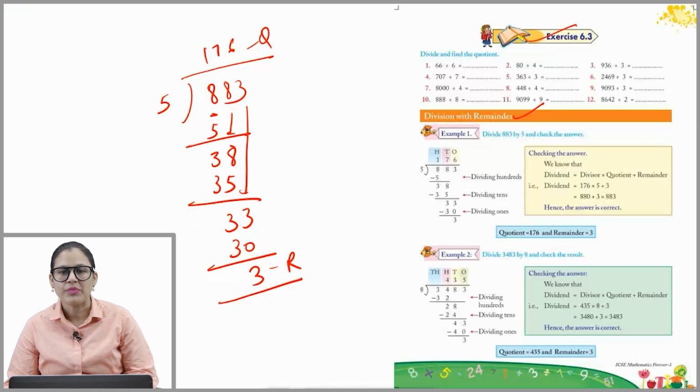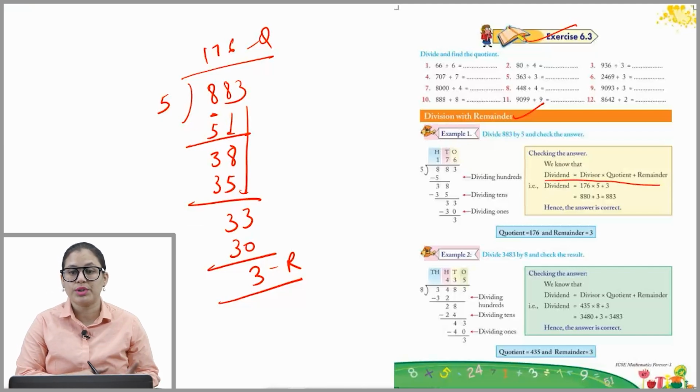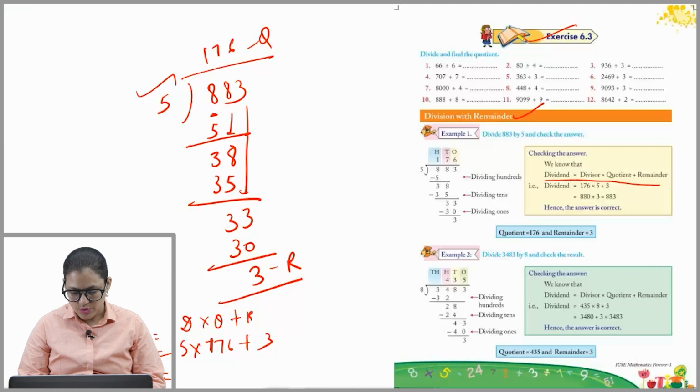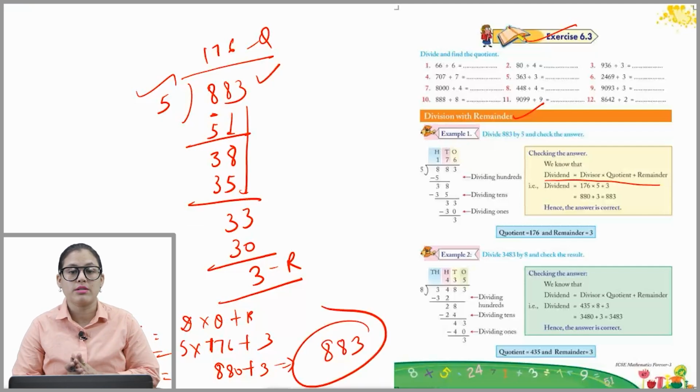Now we have to check also. Checking the answer, we know that dividend is equal to divisor into quotient plus remainder. So the formula is dividend equals divisor into quotient plus remainder. What is the divisor? Divisor is 5. Quotient is 176, plus remainder is 3. So here you will get 880 plus 3. 880 plus 3 is 883, which is equal to the dividend. That means your answer is correct.